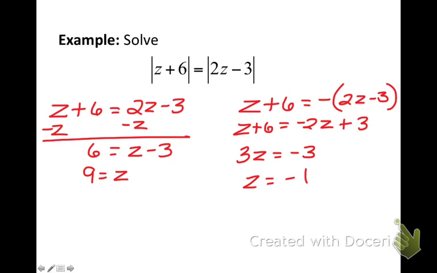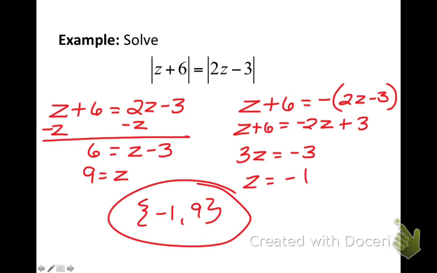Let's check both, make sure we're good. 9 plus 6 is 15. 2 times 9 is 18. Minus 3 is 15, so that works. Negative 1 plus 6 is 5. 2 times negative 1 is negative 2, minus 3 is negative 5, but the absolute value of negative 5 is 5. So they both work. So we got negative 1 and 9 for my solution set. Okay? All right, so basic absolute value we've got.